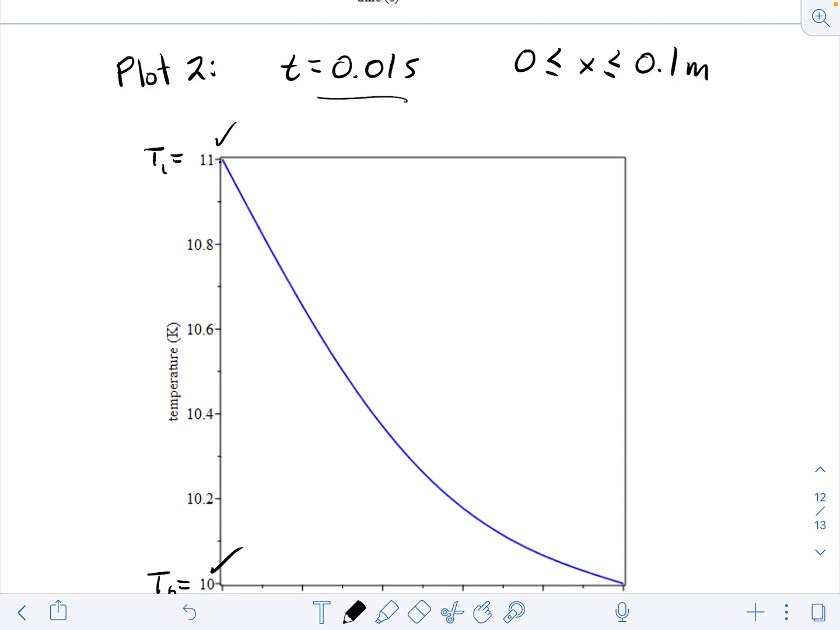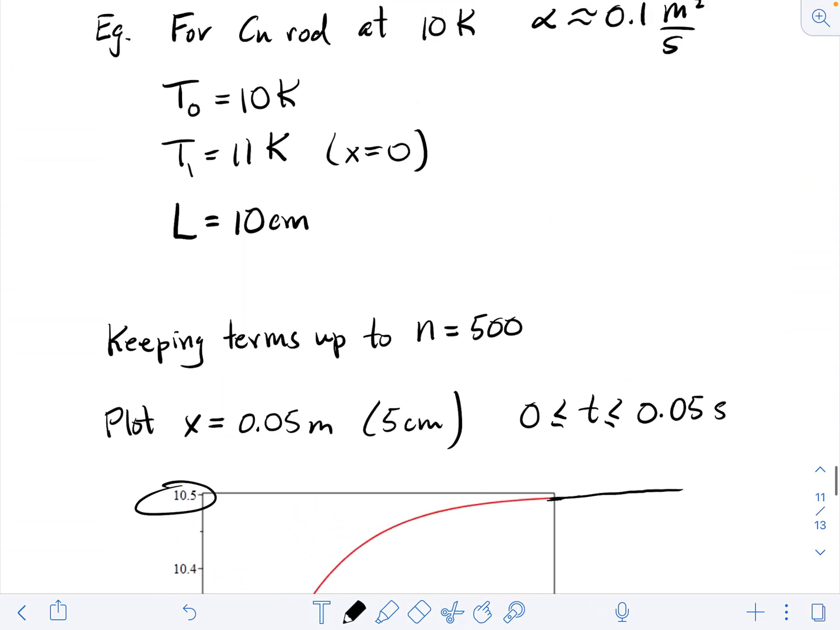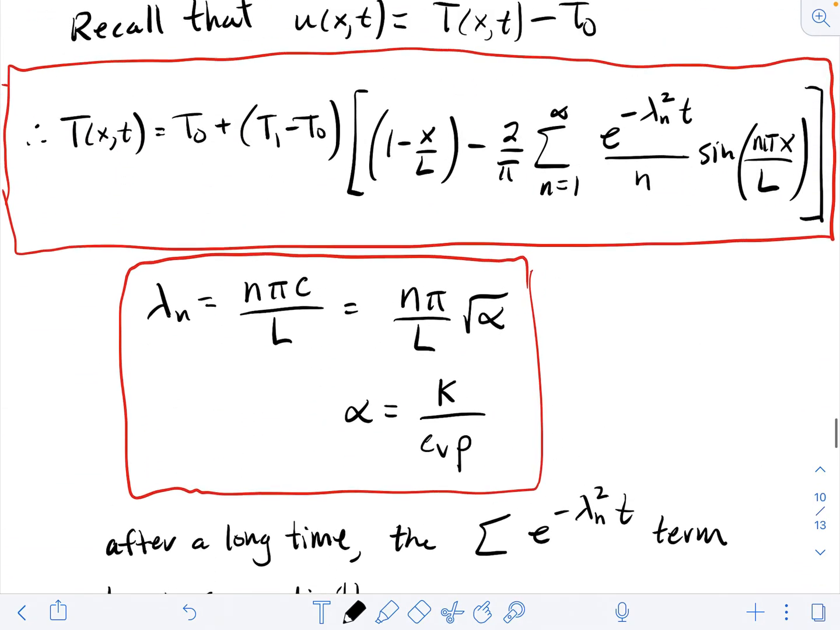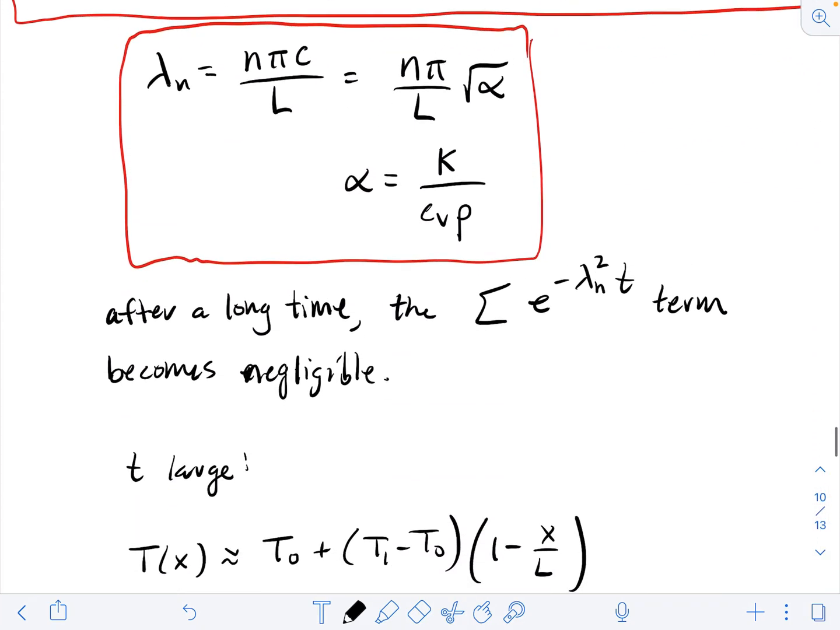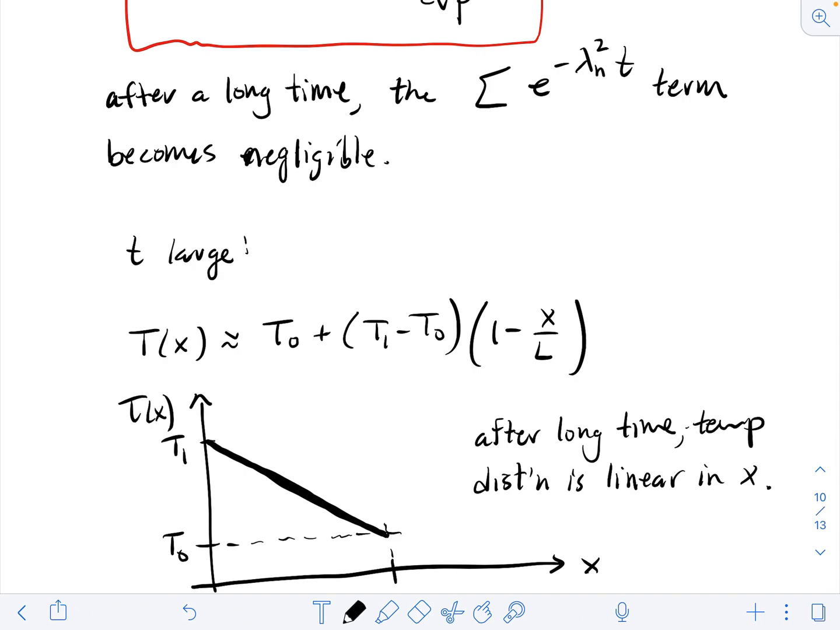If we made the same plot for a time that was much later, like 50 milliseconds or 100 milliseconds, what you would see is that eventually this curve would evolve to a straight line, and that straight line is equivalent to where is it? This expression here. And this plot here.